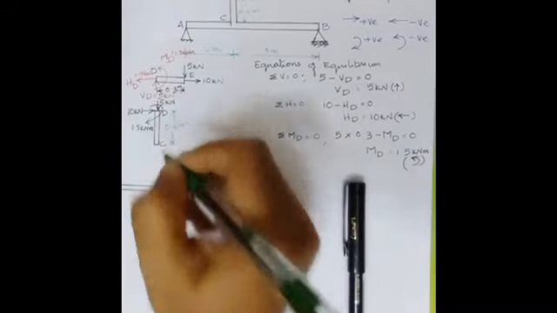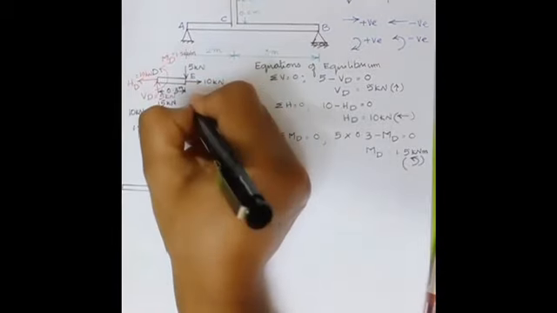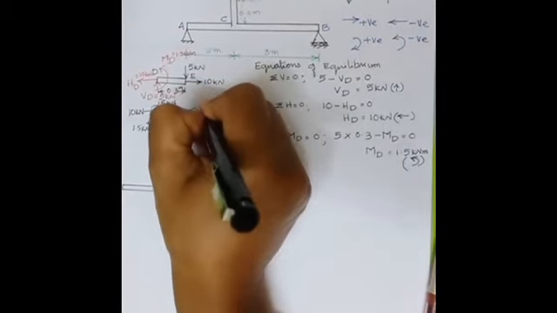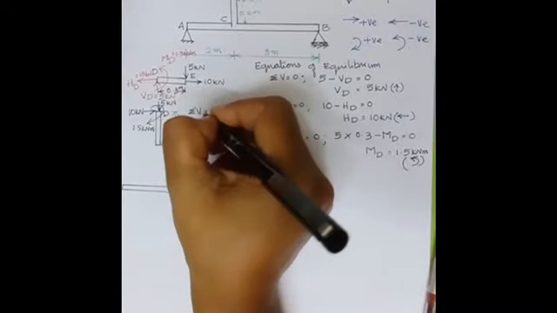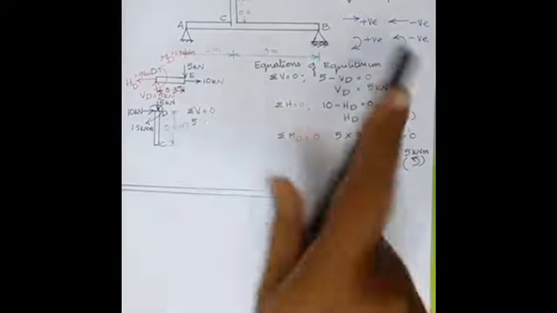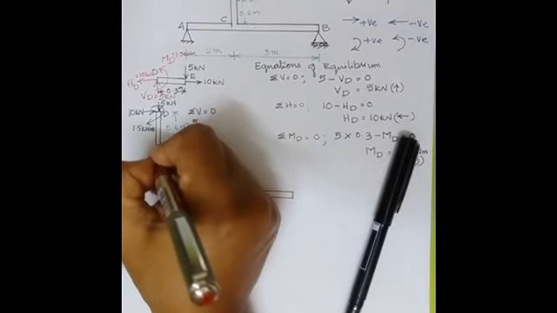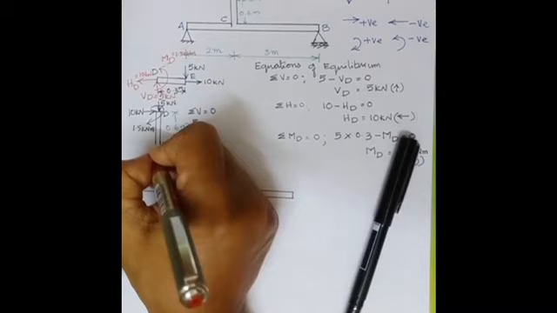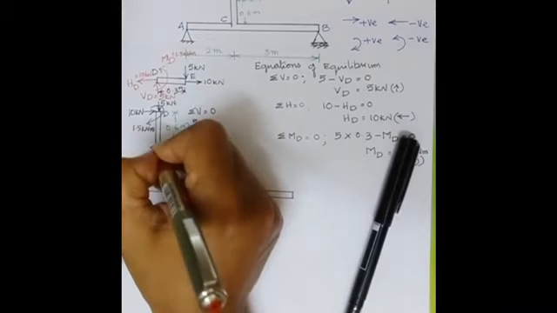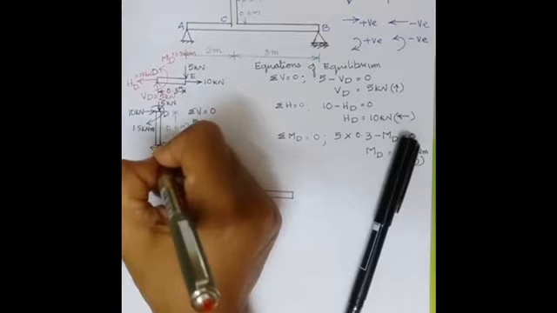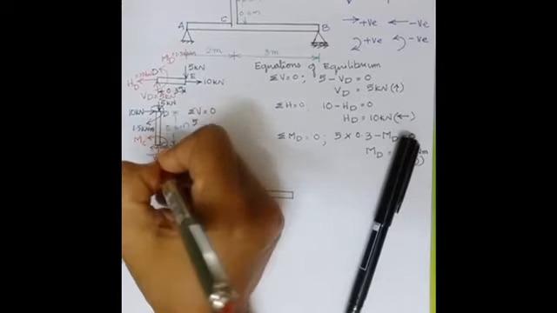Now here also I can write the equation of equilibrium. Sigma V equal to 0. When I write sigma V equal to 0, vertical forces, 5 is acting downwards. Then I have to assume the reactions. Let this reaction be Vc and let this reaction be Hc and let the moment be MC.